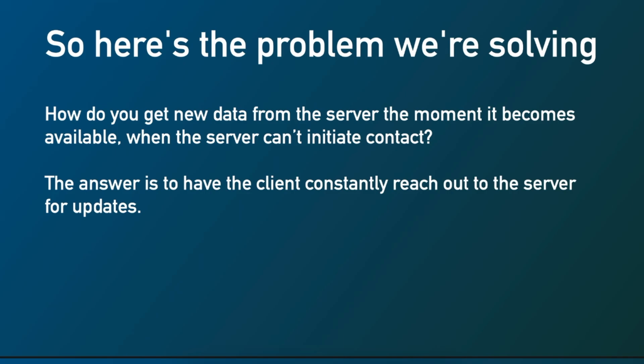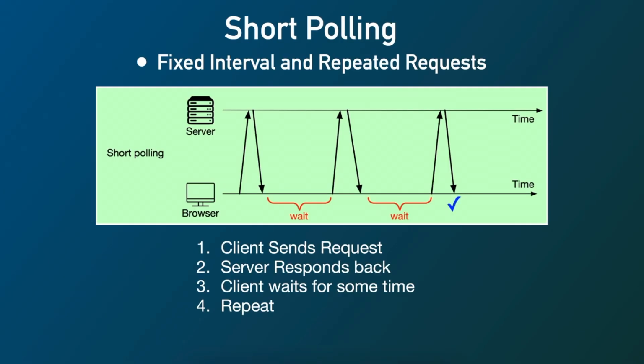So, to summarize the problem that these techniques try to solve, how do you get new data from the server as soon as it becomes available, right? And the challenge here is that the server cannot initiate contact. The answer is to have the client constantly reach out to the server for updates. All of the four techniques work in a different way, but the basic idea is that the client will constantly reach out to the server and try to see if there is any update for them. All right, so I hope that the need for short polling is clear at this point.